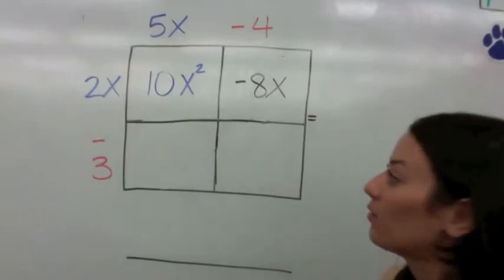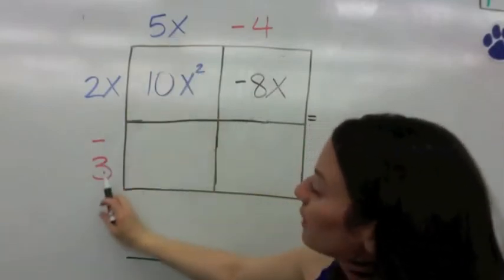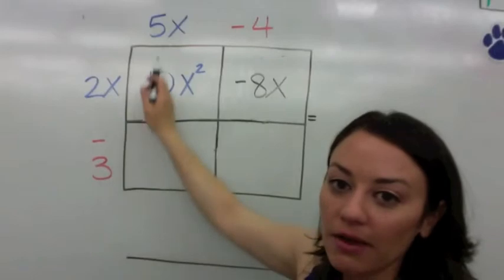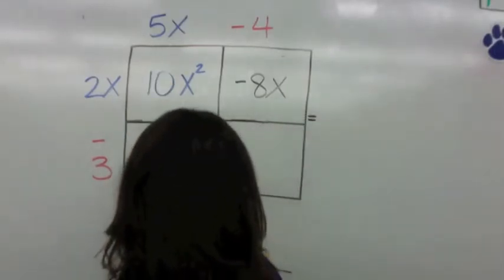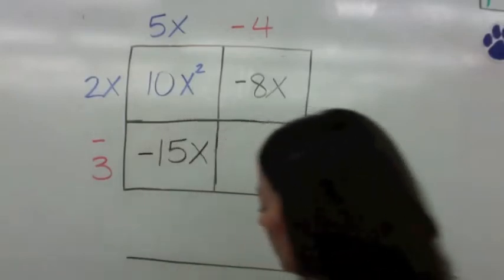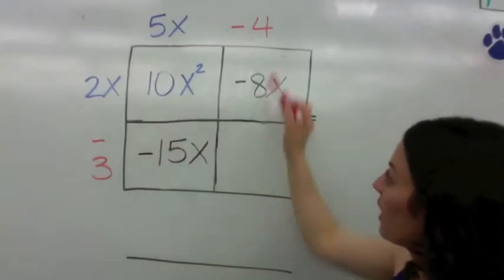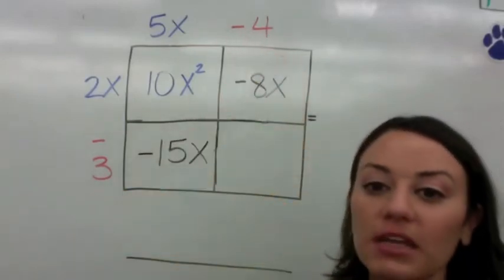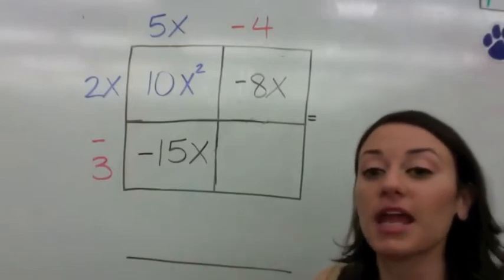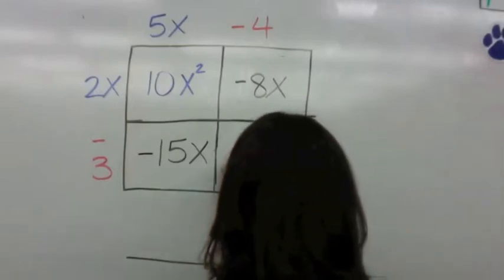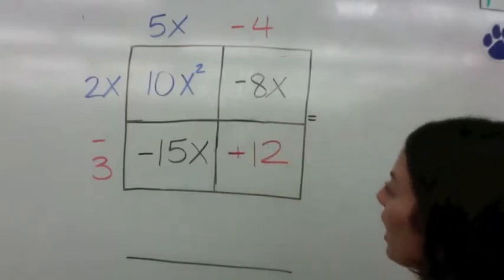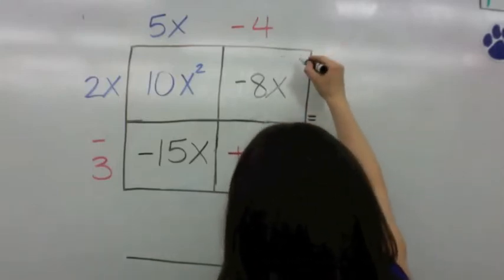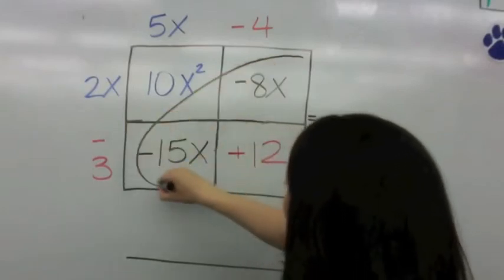Very good. And then in this box, we have 5x times a negative 3. 5 times negative 3 is negative 15x. Very good. And last but not least, we have the coefficients negative 4 times negative 3. A negative times a negative is positive, and it is positive 12. Very nice. So now we have to do what? We have to combine like terms.